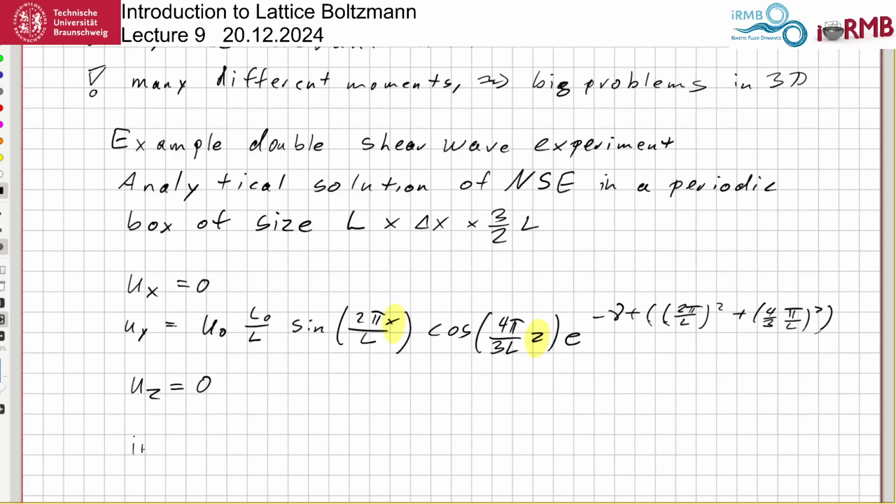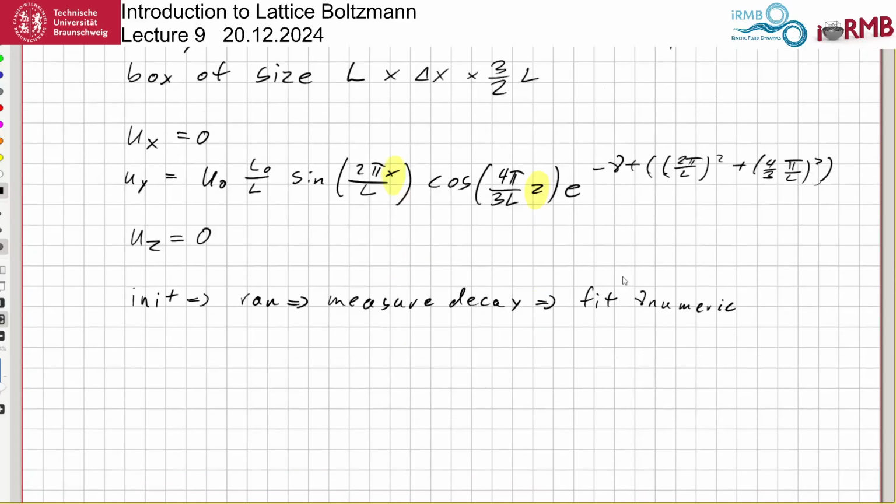So what you do in order to test this is you init it, then you run it, then you measure the decay. So you measure the amplitude, and then you fit the measured amplitude to nu numeric. Physically it's supposed to decay with this exponent, yeah? Now, there will of course be an error, and we can determine this error by measuring how it decays and comparing it to the expected decay. And this error that we call the error in viscosity will be the expected viscosity minus the measured viscosity, so how quickly the wave decays, divided by the expected viscosity.